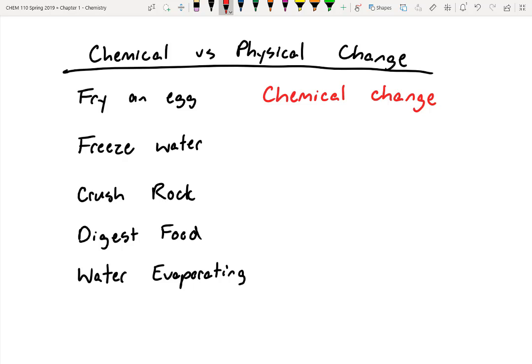Physical, right? When you freeze water, it's still water. You can reverse it and go back to liquid water. In each case, it's water. Water's not being changed at all. It's just changing the state that it's in. So this would be a physical change.